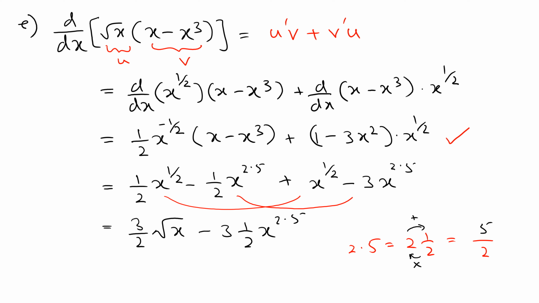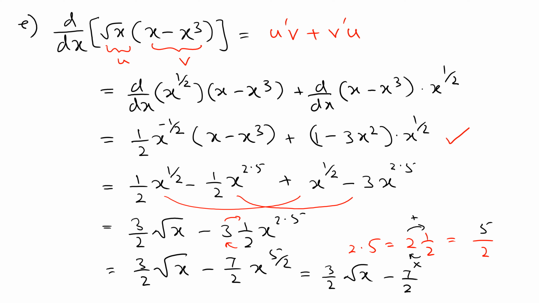So you get 5 halves. That means your final answer you can write as 3/2 times square root x minus, do the same thing here, 6 plus 1, that means 7/2 x to the 5/2, as the final answer. If you also need radicals, you can write this using radicals too. So it is 3/2 square root x minus 7/2, and you can take the x to the 5th power and take the root. You can write it like that as a final answer.